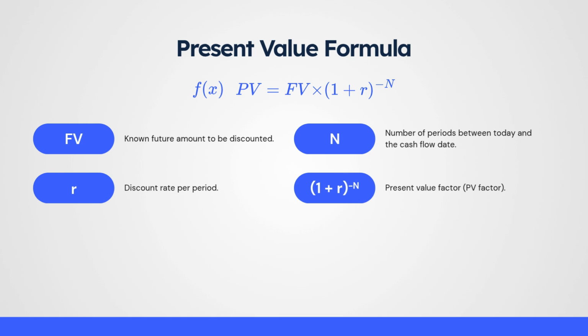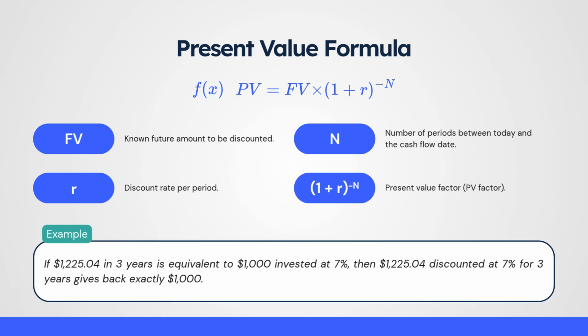The example captures the symmetry beautifully. If $1,225 in 3 years is equivalent to $1,000 invested at 7%, then discounting that same amount at 7% for 3 years brings you right back to $1,000.